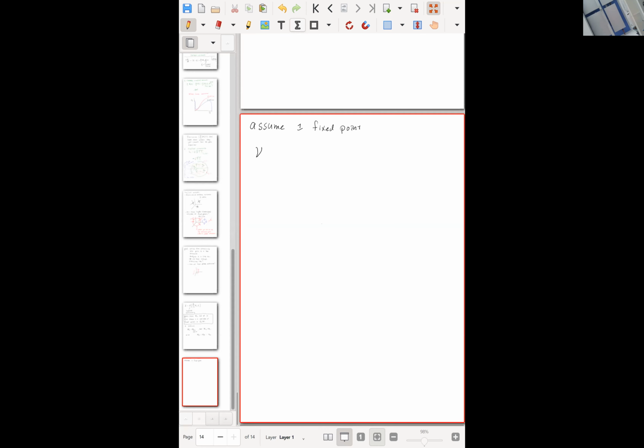Which is ν_i0 of some θ₀. Actually, I won't even write θ₀. Got one fixed point: ν_i0 equals φ, some nonlinearity, of the sum over j of W_{i−j} ν_j0. Okay, so it's got one fixed point, but now let's look at another fixed point.